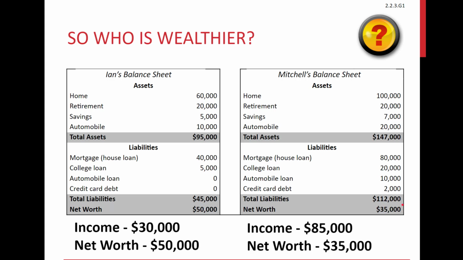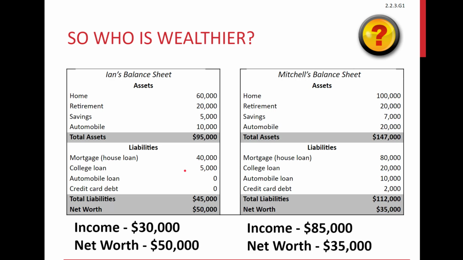So let's real quickly take a look at some of the differences. Ian's house is worth $60,000. Mitchell's is worth $100,000. So Ian's is worth $60,000, but he only owes $40,000 on it. Mitchell's is $100,000, but he owes $80,000. Their retirements are about the same. Savings, Mitchell has a little bit more in savings. The car, Ian's car is only valued at $10,000, Mitchell's is valued at $20,000.